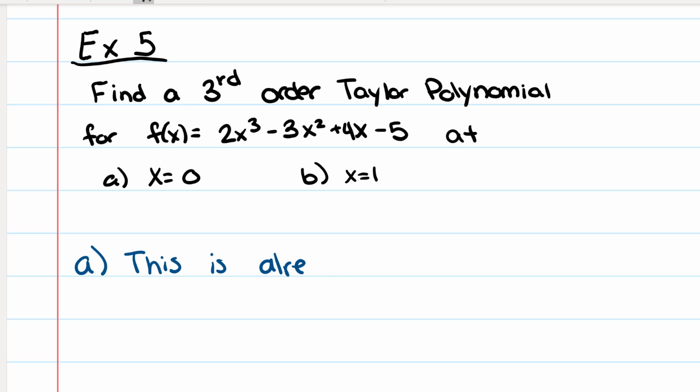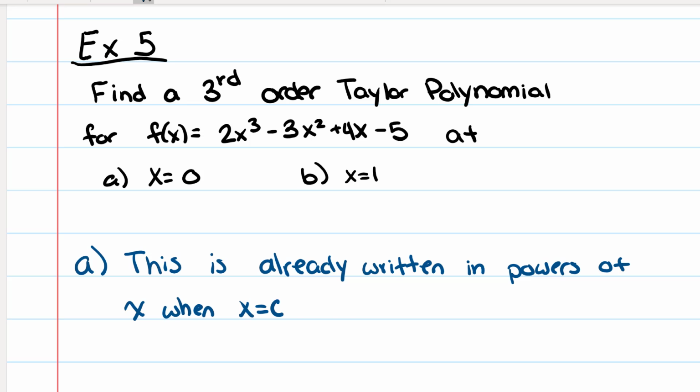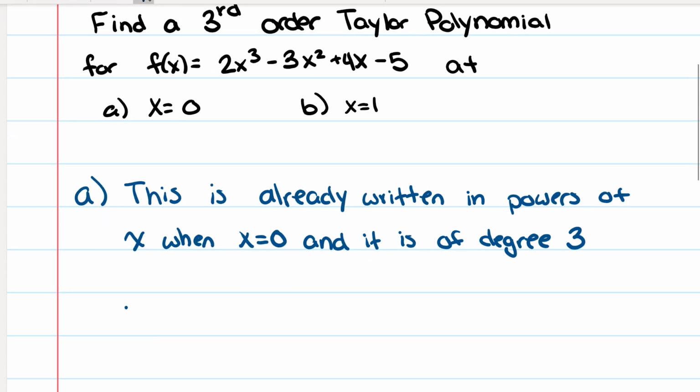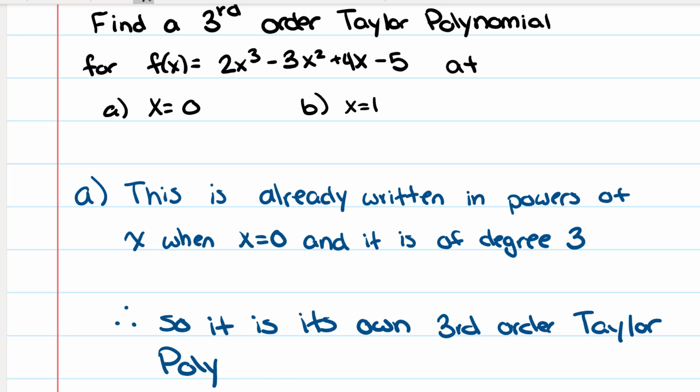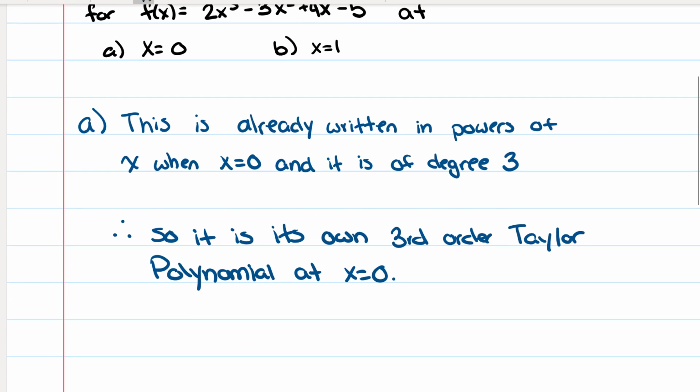The polynomial that we're given is already written in powers of x when x equals 0, and it's of degree 3 because there's no parentheses x minus anything. So it is its own third-order Taylor polynomial at x equals 0. It's already done. The harder one is going to be b.